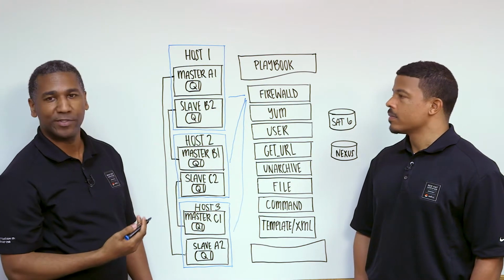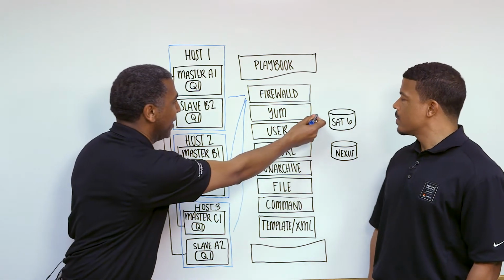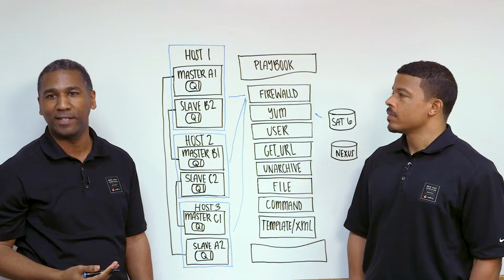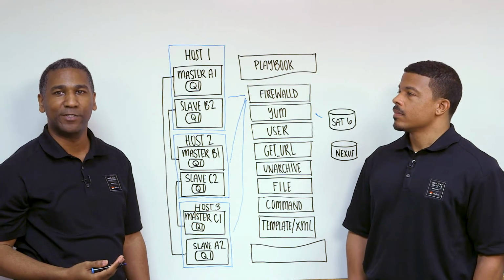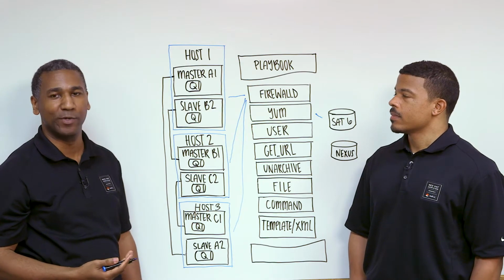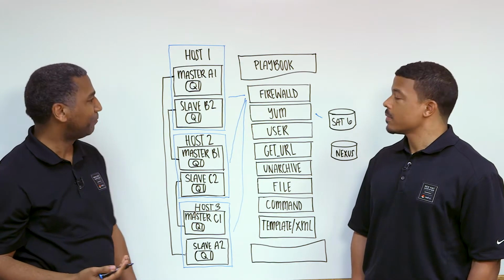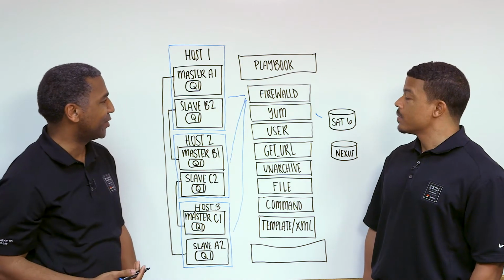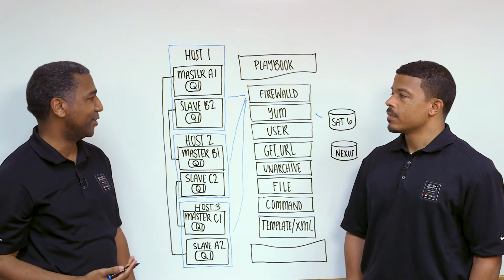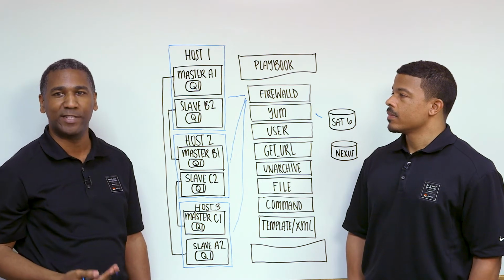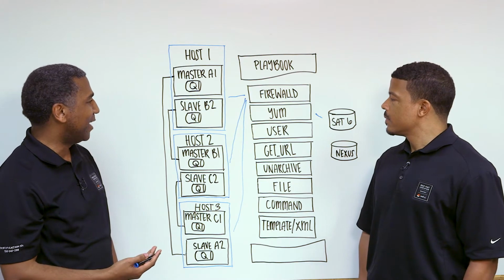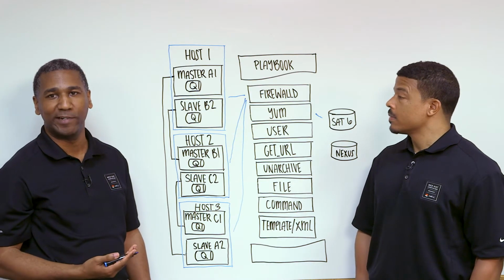So the yum module is going to retrieve any packages that are required from our Satellite 6 server. These include things like the Java 1.8 library and also the libAIO library for optimizing our synchronization with our file system for storing the messages. Next, we're going to use the user module. The user module allows us to create a non-root user so that we can run our AMQ7 services properly and securely.